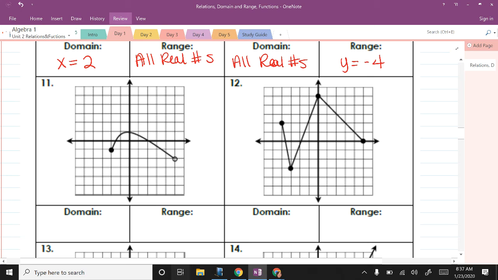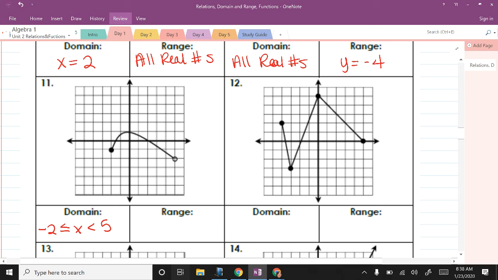+5. So this one is included because it's colored in, right? This one is not included. So you're going to put a less than or equal to sign for this one and just a less than sign for this one. Y'all see that? It's just a boundary, but not included. So -2 is included, so less than or equal to x, not included, so just less than +5 for the domain.